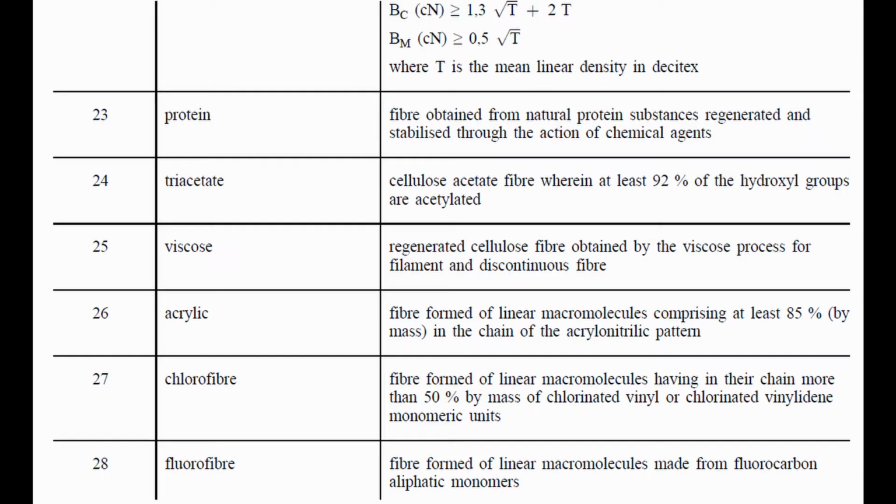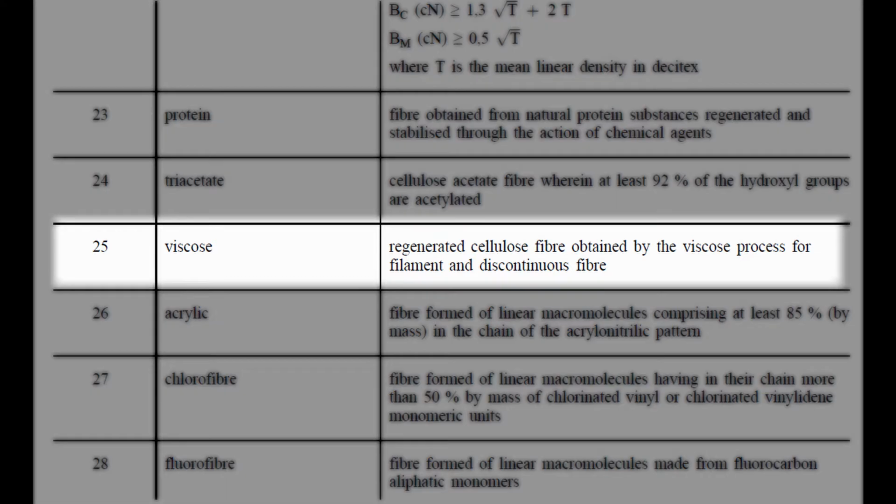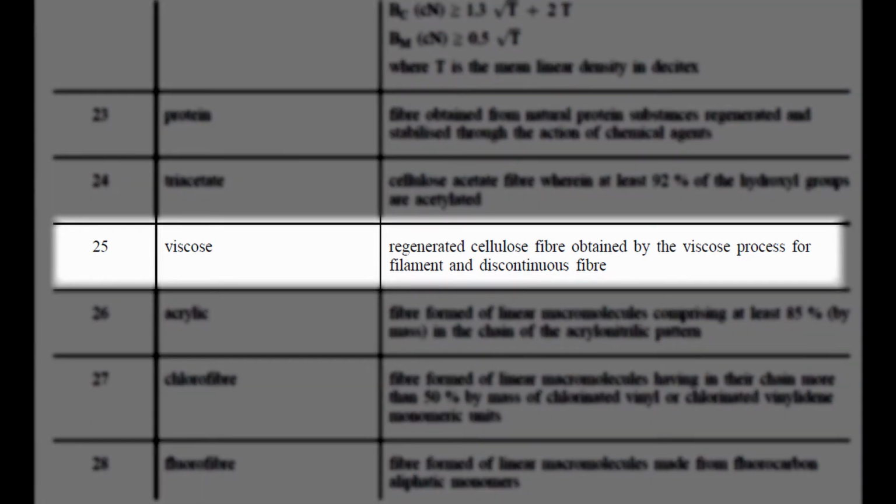Without further ado, let's see the definition of viscose. According to the European regulation of textile fibers, viscose is a regenerated cellulose fiber obtained by the viscose process for filament and discontinuous fiber. As you can see from the European regulation, rayon is not cited.